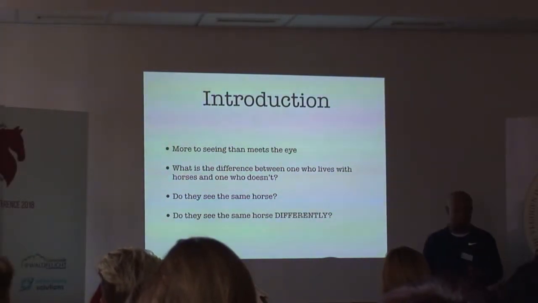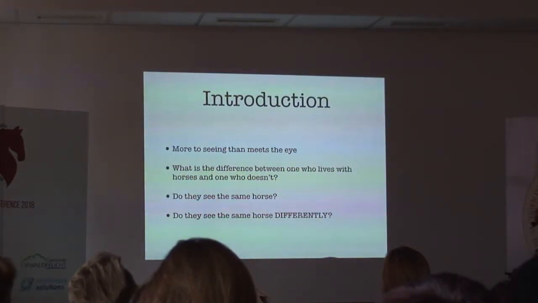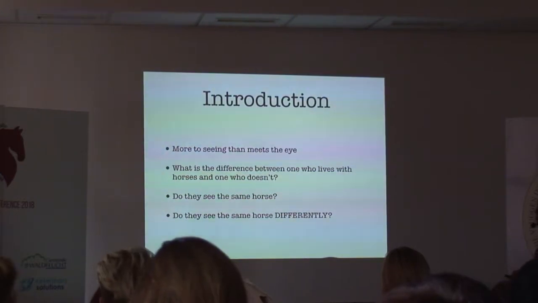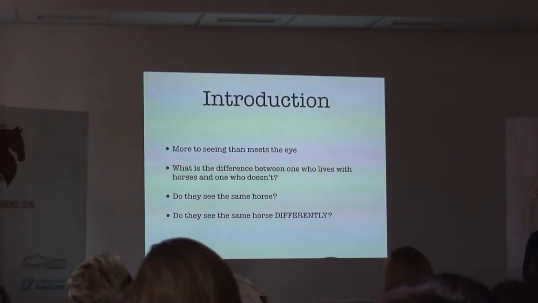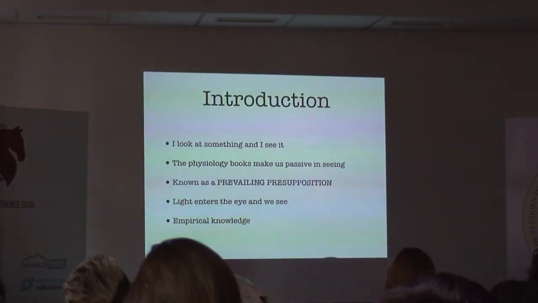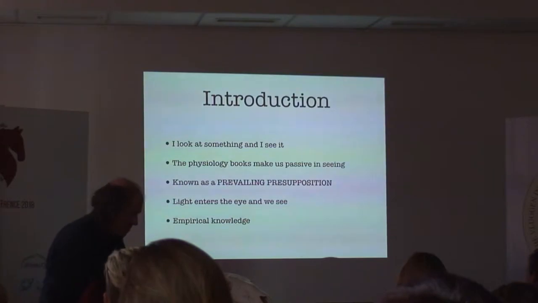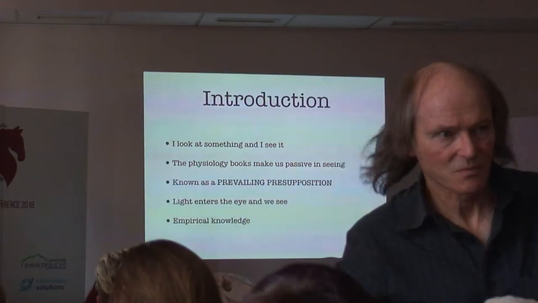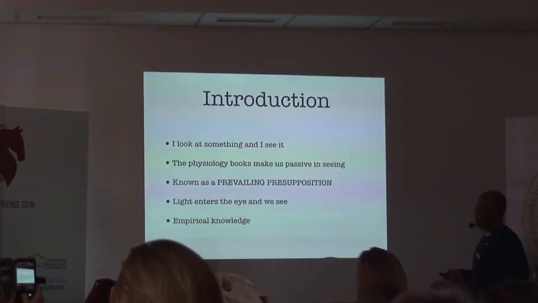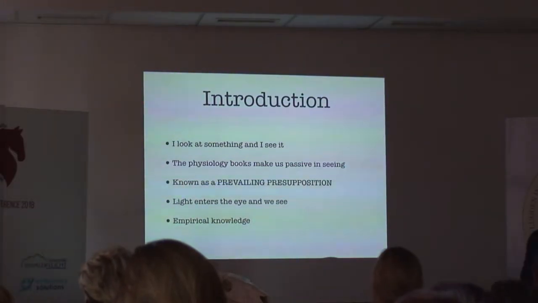This was a guy called Norwood Russell Hanson, who wrote a brilliant book, and he said there's more to seeing than meets the eye. What is the difference between one who lives with horses and one who doesn't? Again, I see them differently to you. Do they see the same horse, or do they see the same horse differently? I look at something and I see it. The physiology books make us passive in the seeing process. This is known as prevailing presupposition. Light enters the eye and we see, which I just told you is a prevailing presupposition. It doesn't exist. This is known as empirical knowledge.